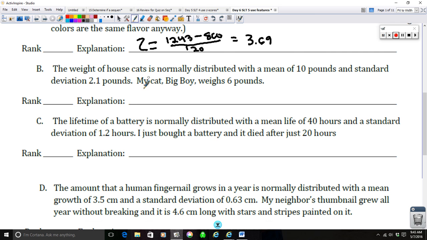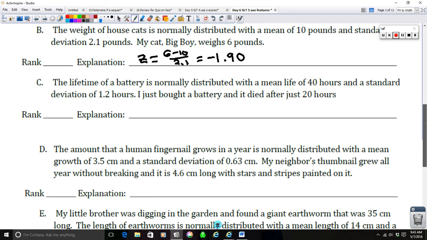The weight of house cats are normally distributed with a mean of 10 pounds and a standard deviation of 2.5. Big boy over there has a weight of 6 pounds. So 6 minus the mean of 10 over the standard deviation is going to be below the mean. So 1.90 standard deviations below the mean. So it's definitely a lower number in terms of rank.